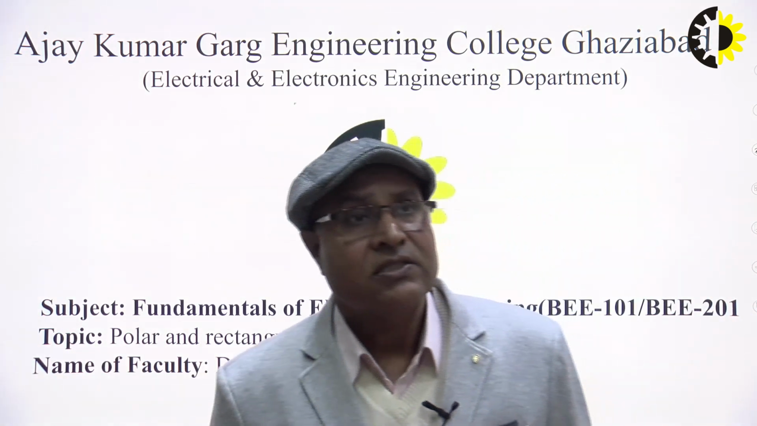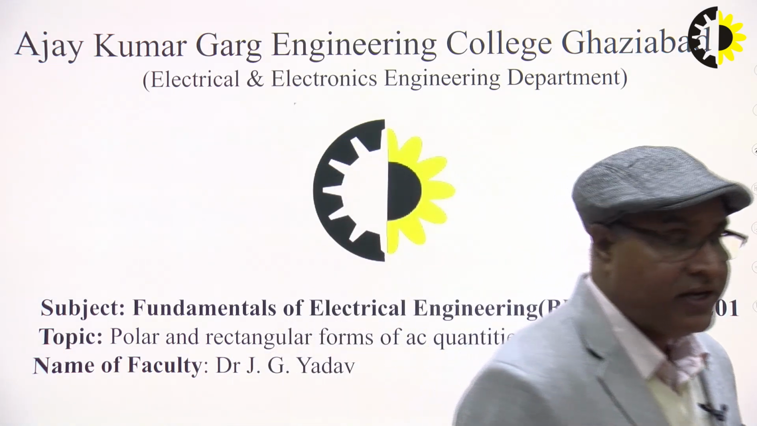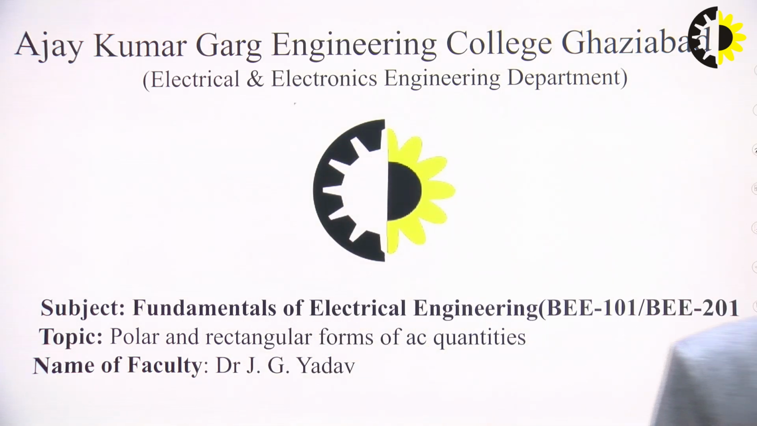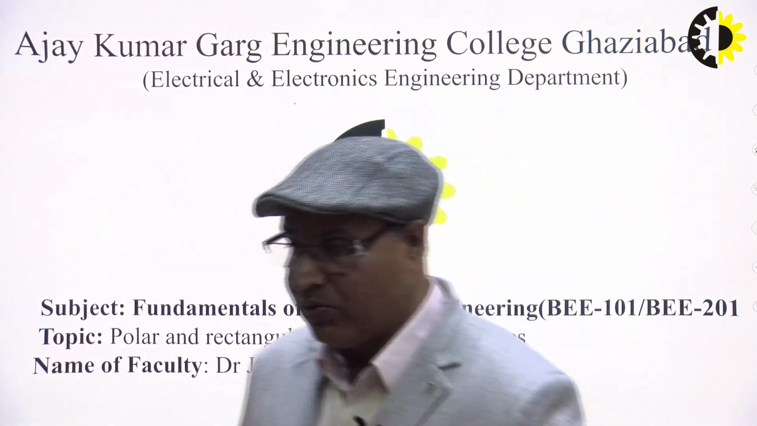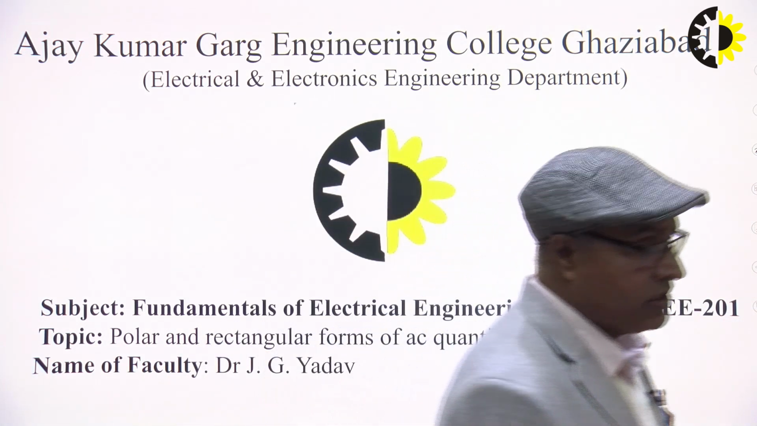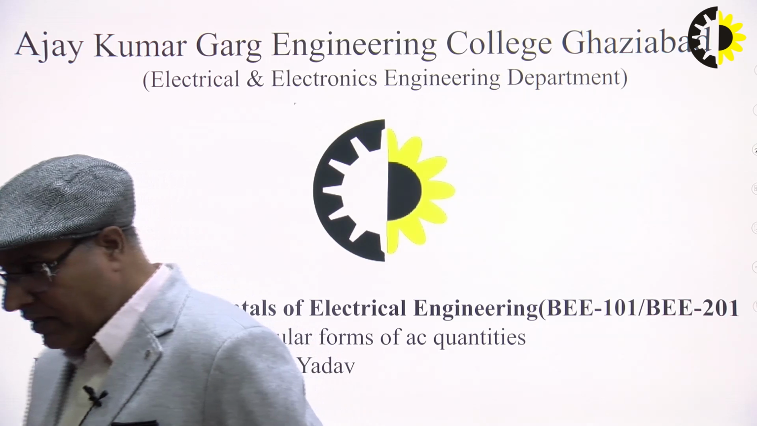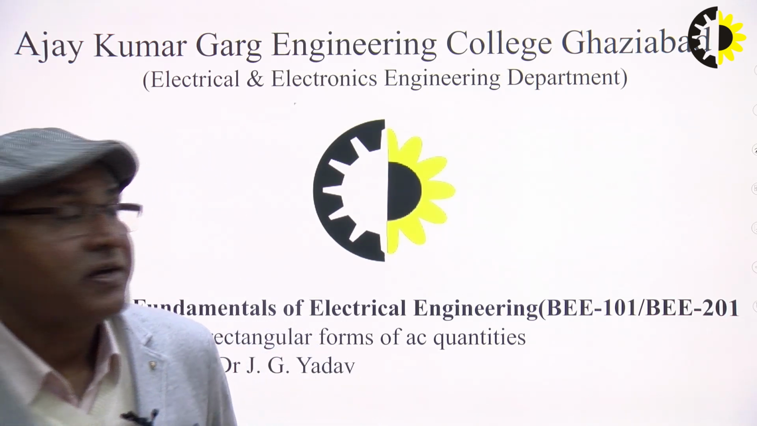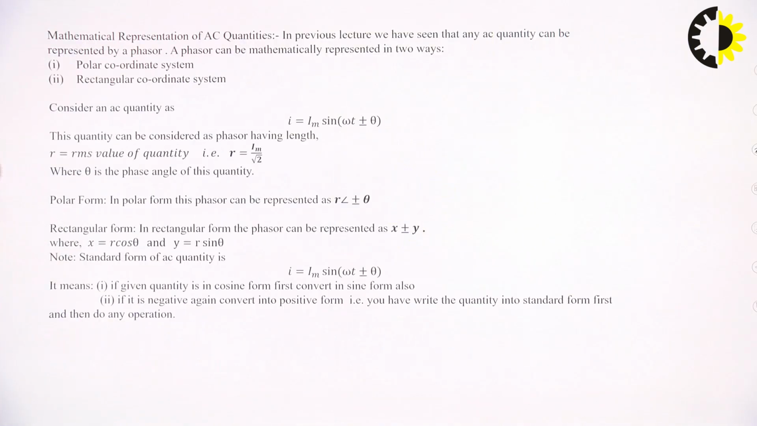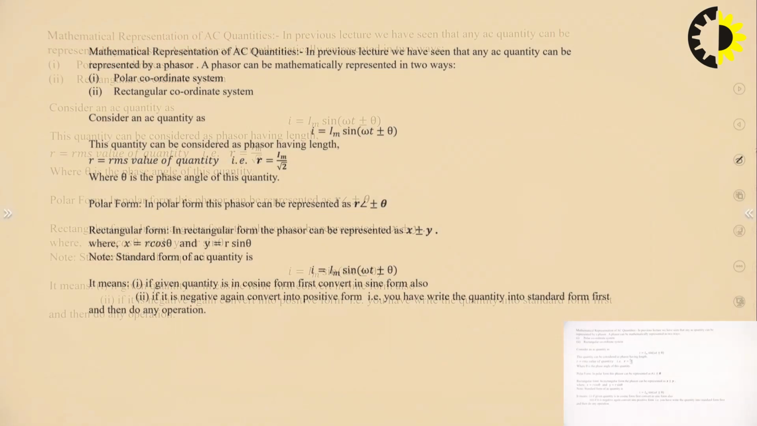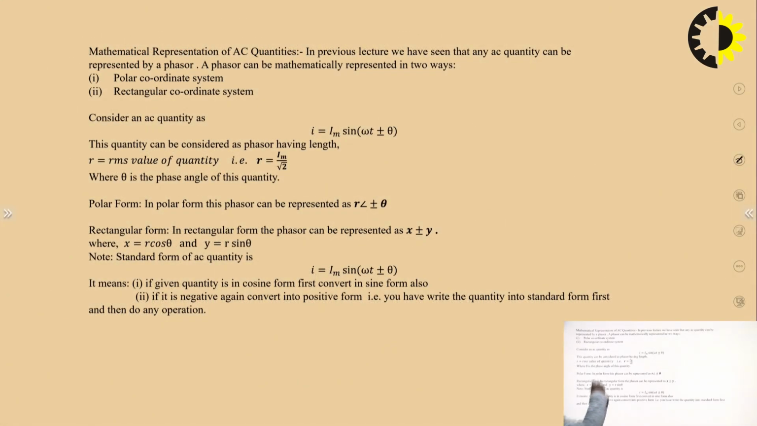Today we will discuss polar and rectangular form of AC quantities. Prior to this, we have discussed phasor representation of AC quantities. To discuss polar and rectangular form, or we can say how we can mathematically represent an alternating quantity, that is, mathematical representation of AC quantities.